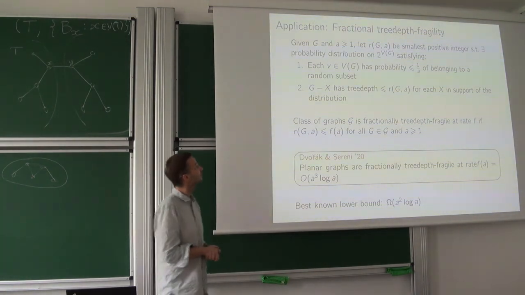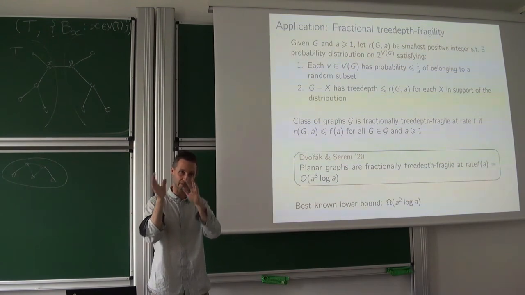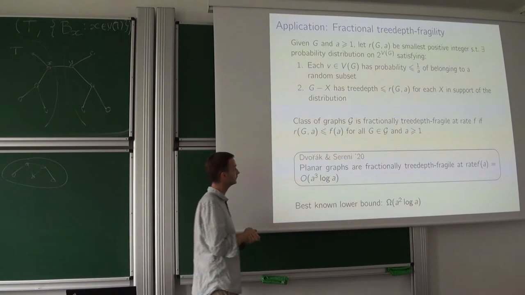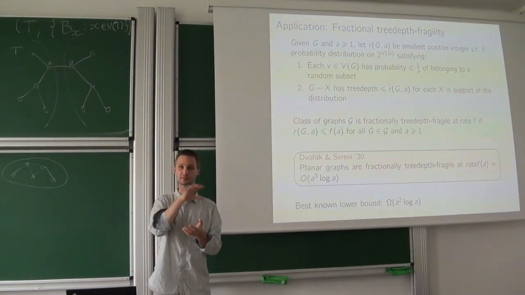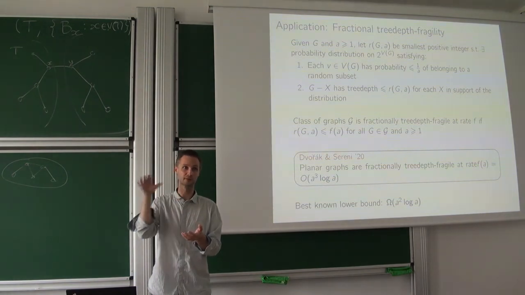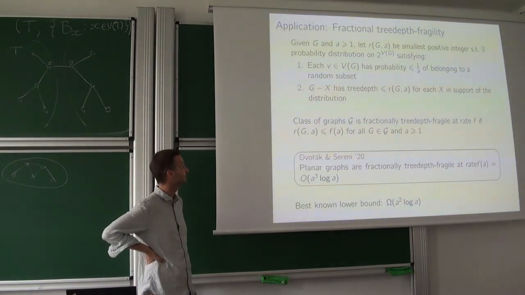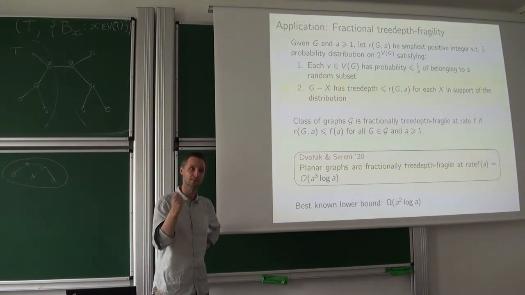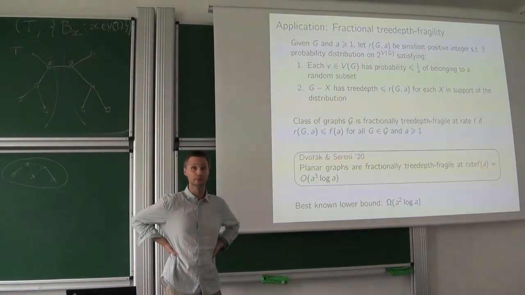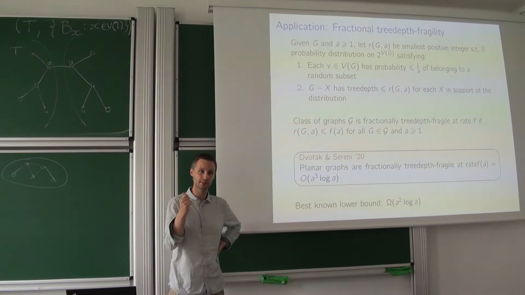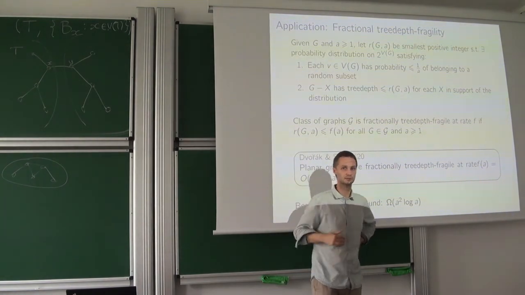So how does it work? You have some graph G, and then you have some positive integer a. Given a graph G and this integer a, you are going to play the following game. You are going to create a probability distribution on the subsets of the vertices of your graph. So on every vertex subset of your graph, you are going to assign some probability. And what you want to achieve is that when you take a random subset from your probability distribution, every vertex has a probability at most 1 over a of being chosen. So the probability of a vertex being chosen should be small, at most 1 over a. So if you increase a, then this probability should decrease.